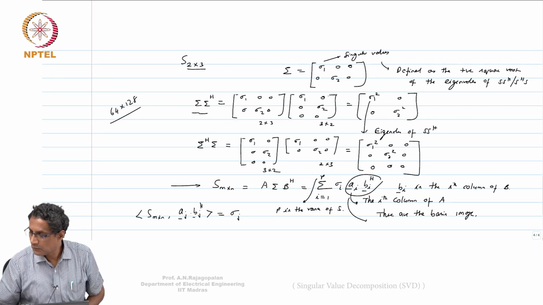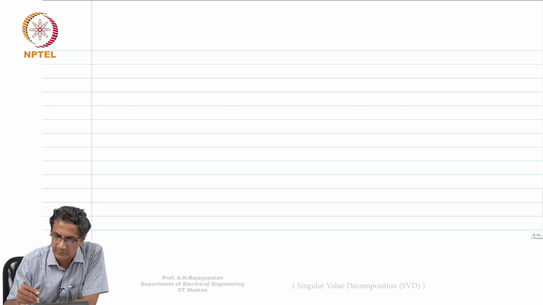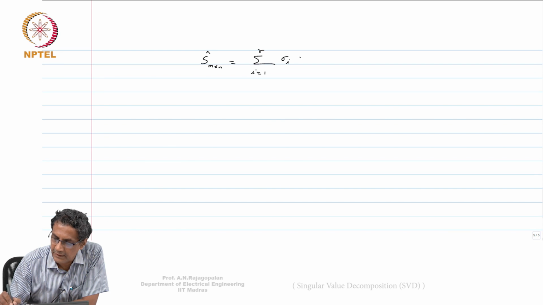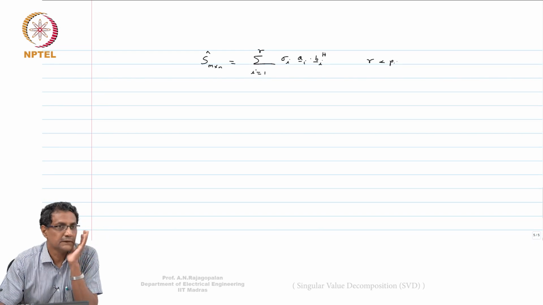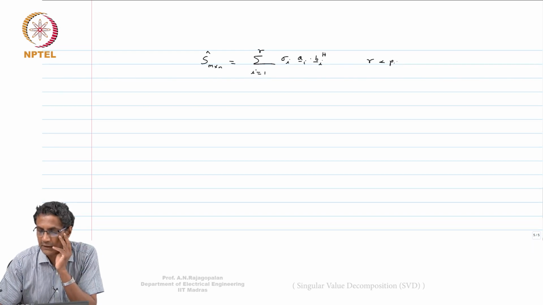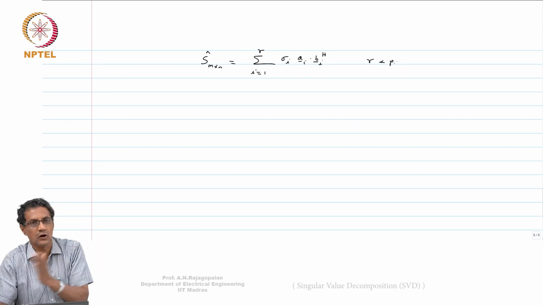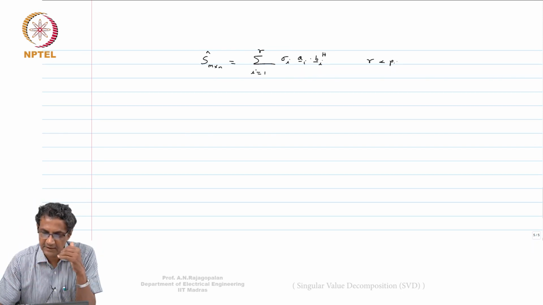Now, what you might want to ask is the following. Suppose I say S hat, M cross N, such that I use only, let's say, i equal to 1 to R terms in this: sum of sigma i a_i b_i Hermitian, with R less than P. If I use all of P, then of course I reconstruct S exactly. But suppose I don't, and let's assume the singular values are all ordered, and I just take the top R singular values, and those are the ones that I use.